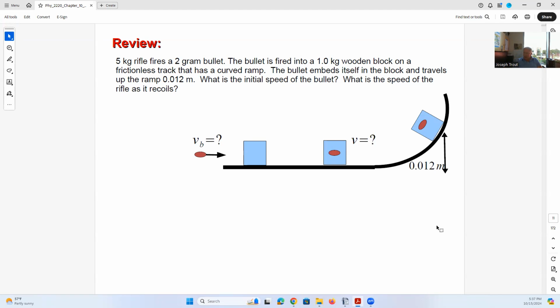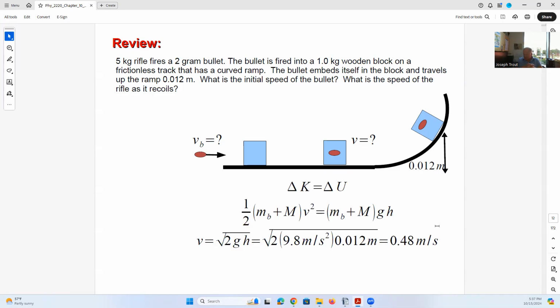So what happens? It embeds itself, and we want to know what the velocity is when it embeds itself. There's no friction, so the velocity is constant along that horizontal surface, and then it reaches some maximum height and comes to a stop.